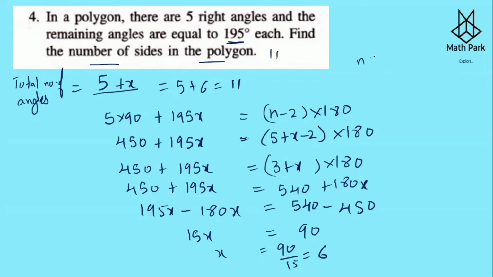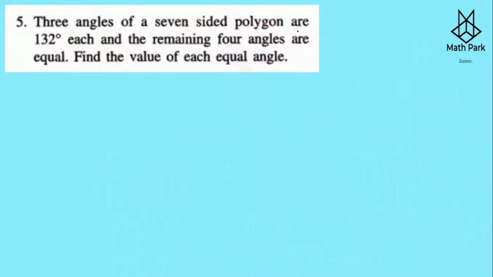So we get n is equal to 11, or the number of sides this polygon has is 11. Three angles of a 7-sided polygon are 132 degrees each. So 3 angles, and the remaining 4 angles are equal. Let us take those equal angles to be x, and 3 angles are 132 and 4 angles are equal. So 396 plus 4x is equal to (7 minus 2) times 180.